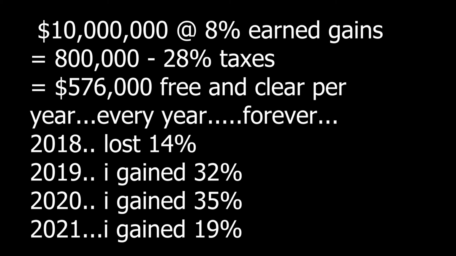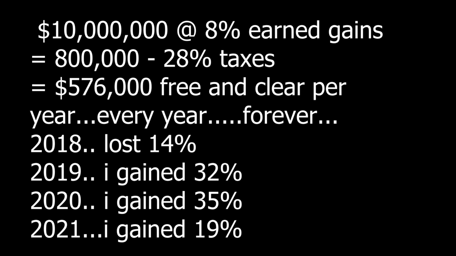If I raise $10 million in this account at 8%, like the stock market can hit 8% earned gains, all right, that's going to generate $800,000 in gains. So with that 800 grand, I'm going to minus out 28%, which is the tax hit. That leaves me with $576,000. Now that $576,000 at that point is free and clear.